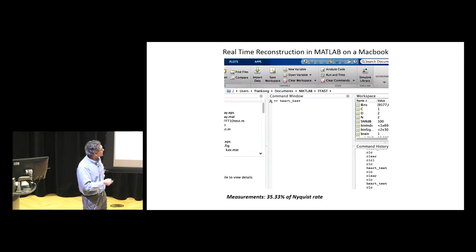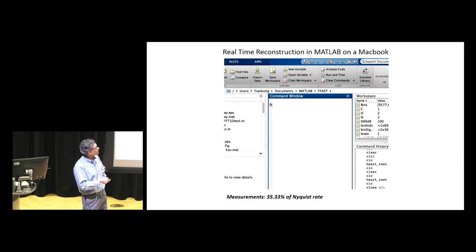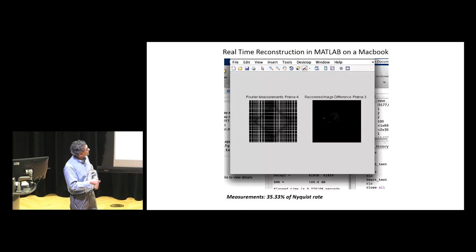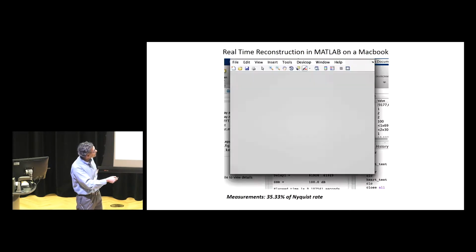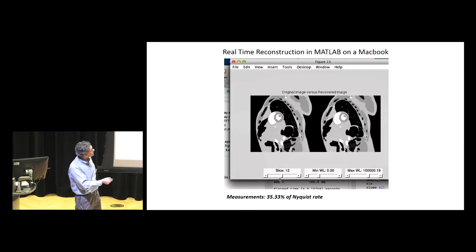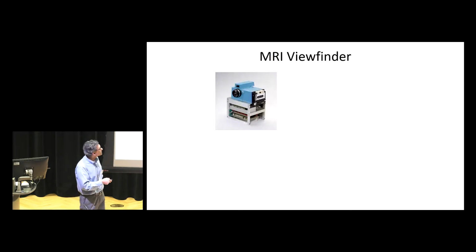And here is a MATLAB screenshot. This is the sampling pattern. You can see it's very structured. And here is the recovered image in the difference frame, and the screenshot of what's happening. And it basically perfectly recovers the sequence. But this is a cartoon image because I just want to show that this works. And in this example, the measurements are 35% of the Nyquist rate.